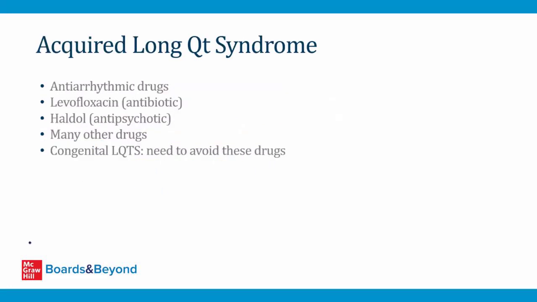So in my whole career, I've never seen a congenital long QT syndrome patient, but I've seen hundreds and hundreds of patients with an acquired long QT syndrome. This is far more common. So there are many drugs that can cause the QT interval to become prolonged. I mentioned antiarrhythmic drugs before, but some others that you should know are levofloxacin, which is an antibiotic, Haldol, which is an antipsychotic, and then there are many, many other drugs.